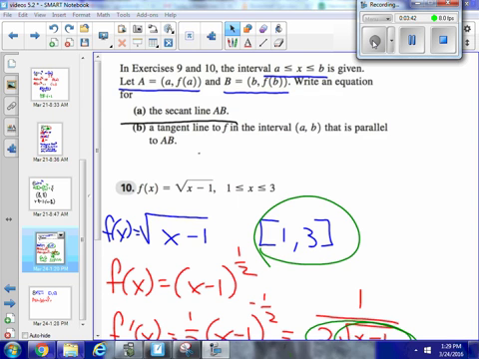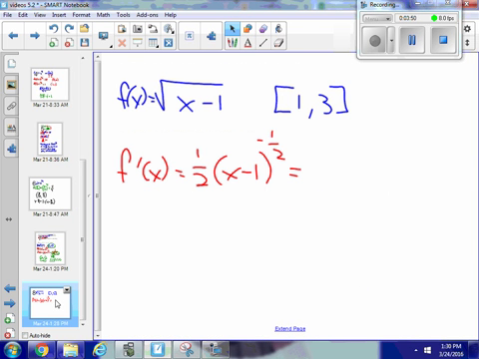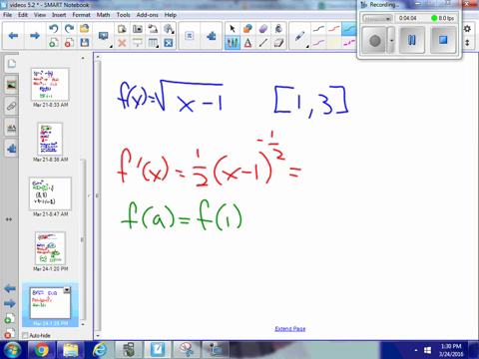So I'm being asked to start off with finding the equation of the secant line AB. Well, I think a good place to start would be to find out what A is and what B is. f of A is the same thing as f of 1, because this is our A right here, and this is our B right there. So that is equal to the square root of 1 minus 1. Well, that's equal to 0. So my point A, capital A, is the point (1, 0).